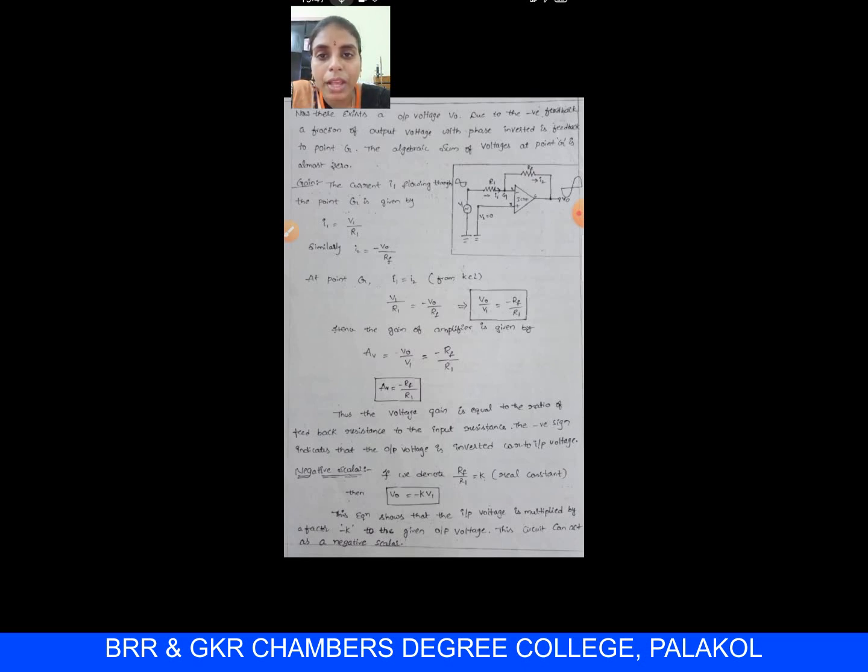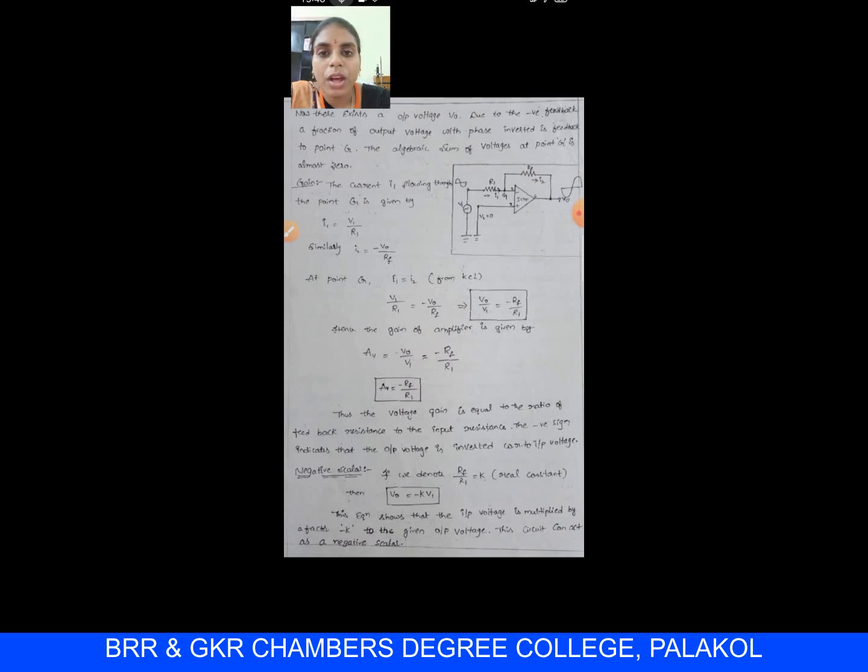Now we have to obtain the gain. Gain is nothing but the ratio of output voltage to the input voltage, V0 by V1, which is equal to minus RF by R1. Hence the gain of the amplifier is AV is equal to V0 by V1 is equal to minus RF by R1. Thus, the voltage gain is equal to the ratio of feedback resistance to the input resistance. The negative sign indicates the output voltage is inverted with respect to input voltage. That's why this is called a negative scalar.